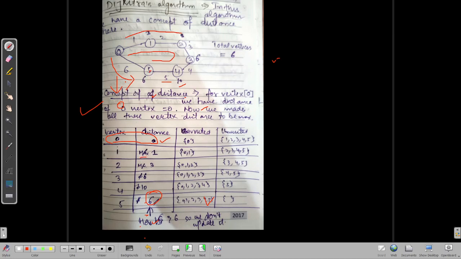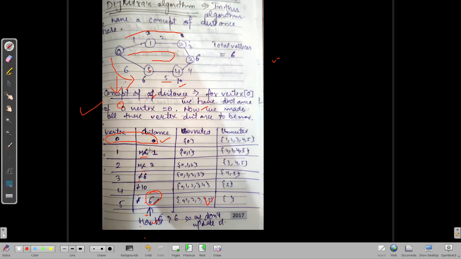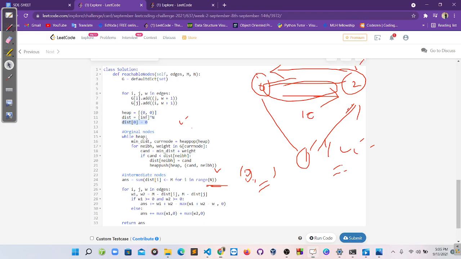As you know, we assign a maximum infinite value to all, because in the starting we don't know what the minimum distance is or what distance is required. But for the zeroth, we initialize it to be 0. As you can see, we make all of them infinite, but the starting node is 0. The same thing happens there.